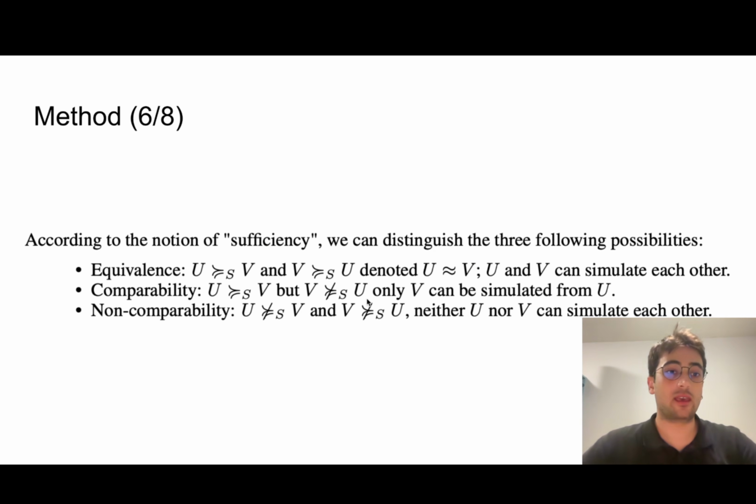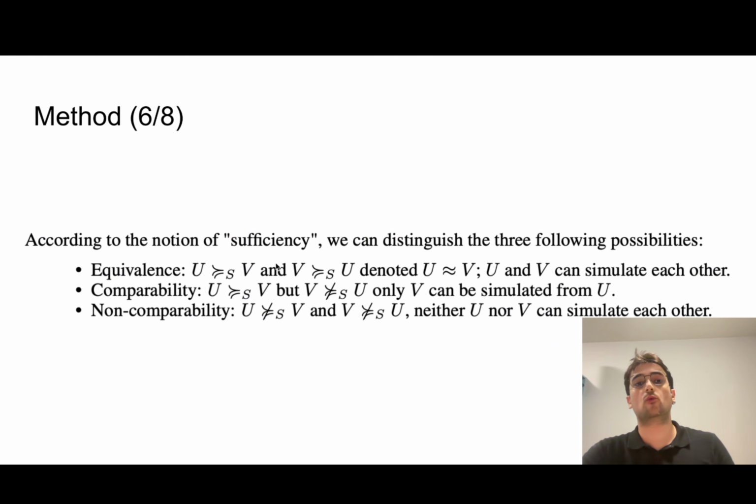Okay, so until now, what we saw is that either U can be simulated by V or V can be simulated by U, so they can simulate each other. This is called equivalence. And comparability is U can simulate V, but V cannot simulate U. So far we only considered equivalence and comparability, right? But what if they're non-comparable? So U is not sufficient for V, and V is not sufficient for U. What do you do in this situation?